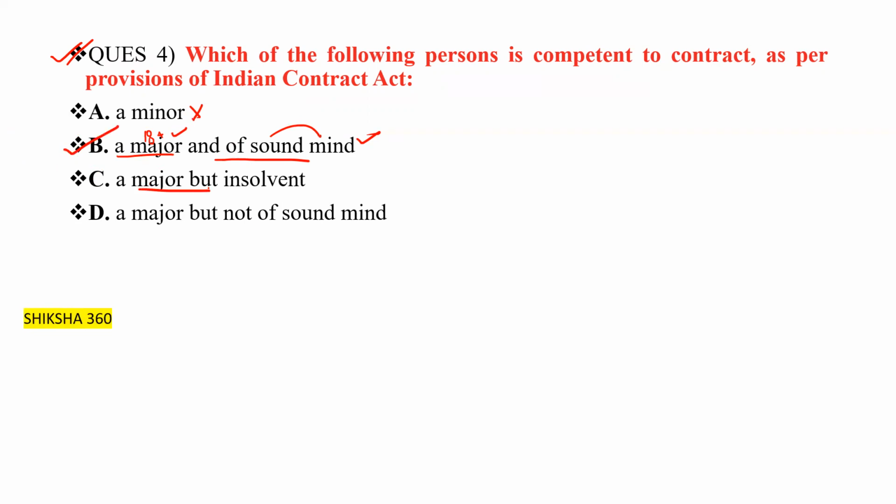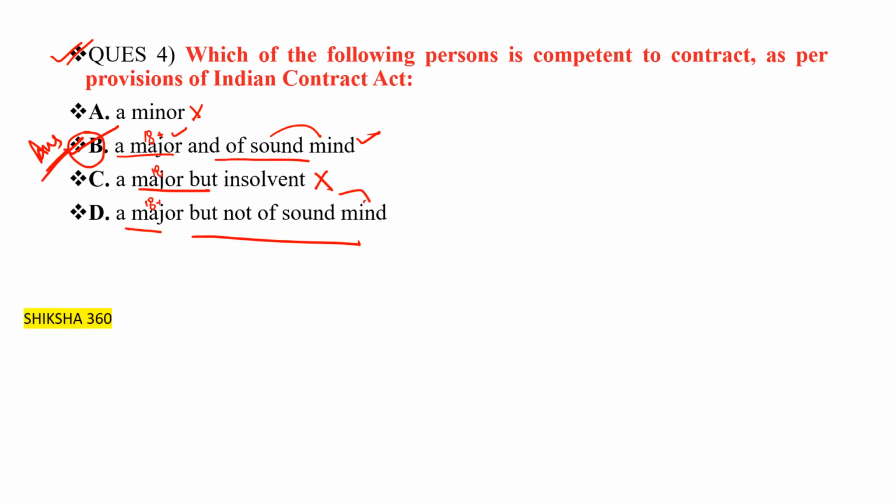A major but insolvent is also wrong. A major, that is 18 plus, but not of sound mind, that is, not able to identify whether something is correct or not, not able to make decisions as per medical terms, is not competent. So option B is the correct answer, a major and of sound mind.